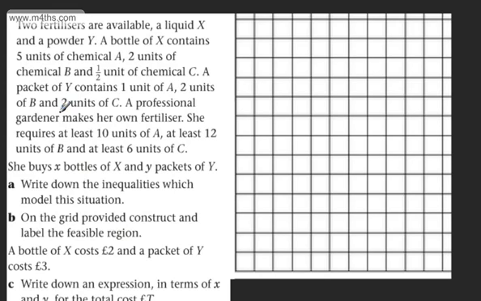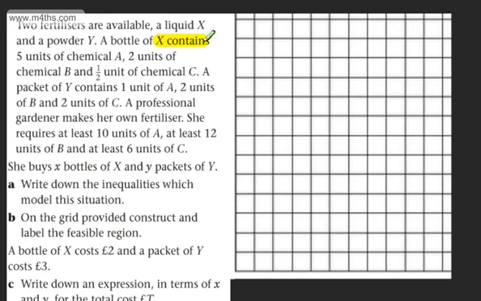She requires at least 10 units of A, at least 12 units of B and at least 6 units of C. She buys X bottles of X and Y packets of Y. So we've got lowercase x, uppercase X, lowercase y and uppercase Y. We need to write down the inequalities which model this situation. Now the inequalities are the constraints. So let's pick up some information from the text.